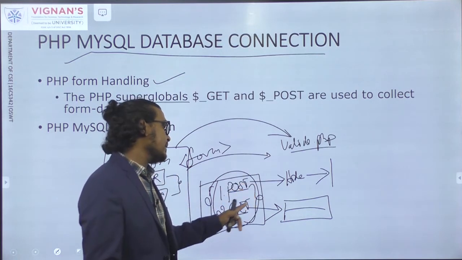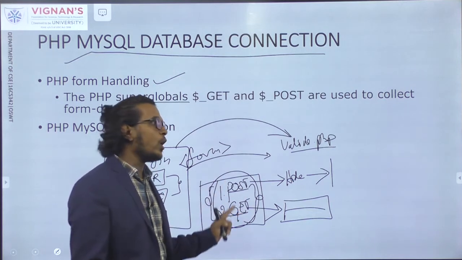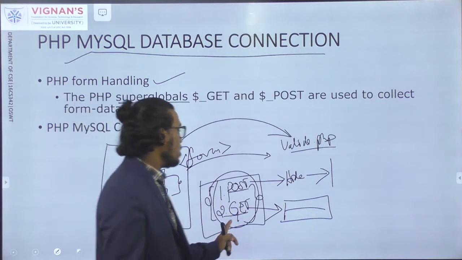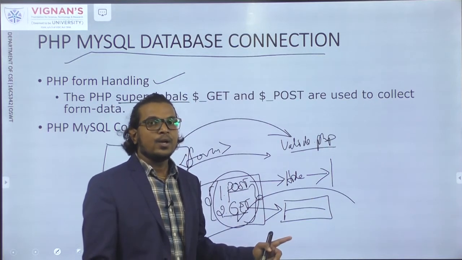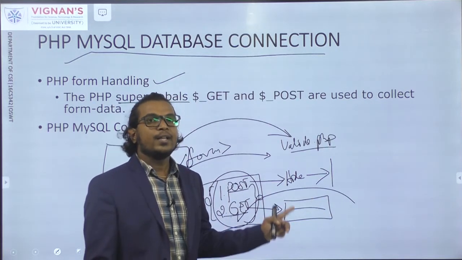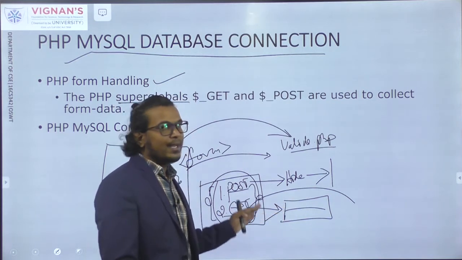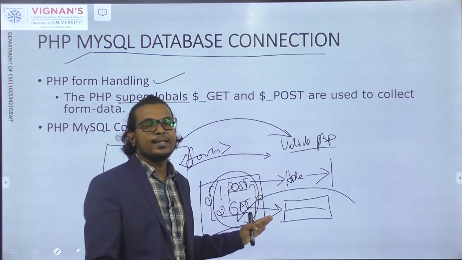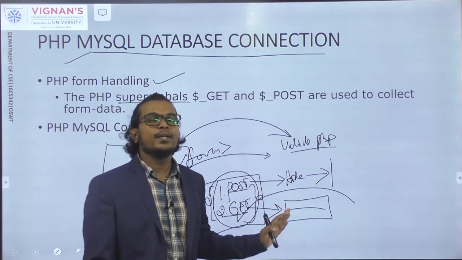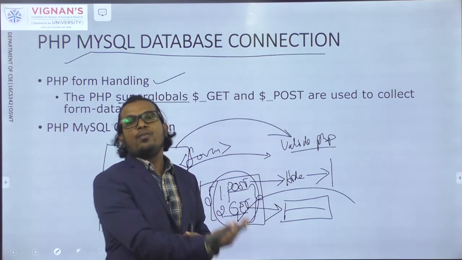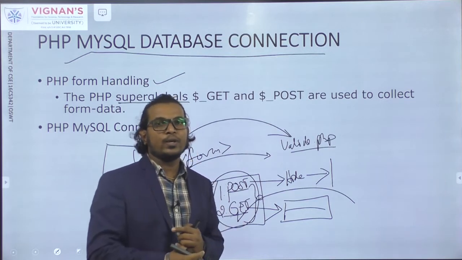Okay, next one is the get method. With the help of this get method also, we are forwarding the user information from one page to another page. That sensitive information is visible on the URL. Anyone can see your sensitive information, like your password.